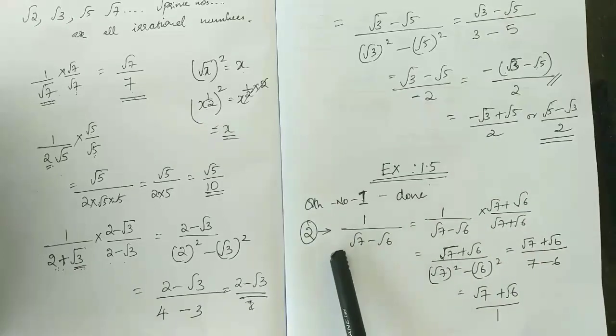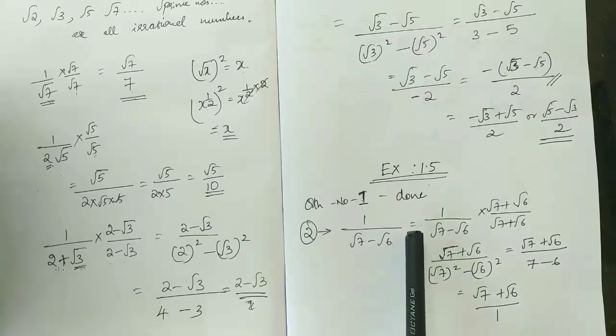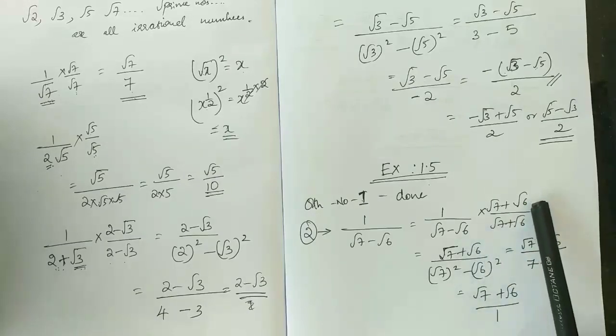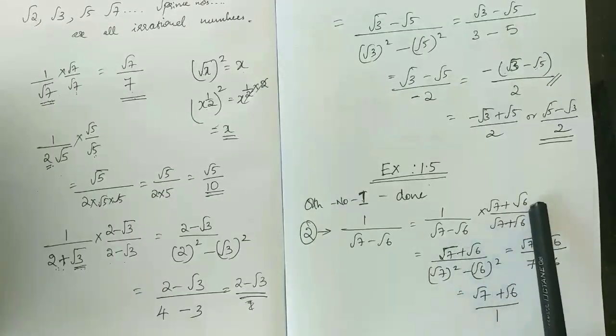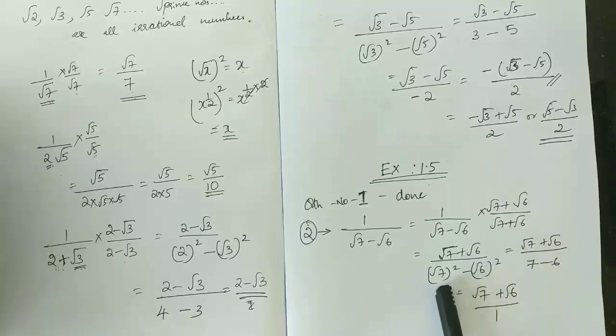And question number 2, you can see it. The question is 1 by root 7 minus root 6. First step, we are going to multiply it by the conjugate, and multiplying it by the conjugate, you get 1 by root 7 minus root 6 into root 7 plus root 6 by root 7 plus root 6. And the denominator, as I said earlier, is a square minus b square. Root 7 square is 7 and root 6 square is 6 itself. And the final answer is root 7 plus root 6 divided by 1.